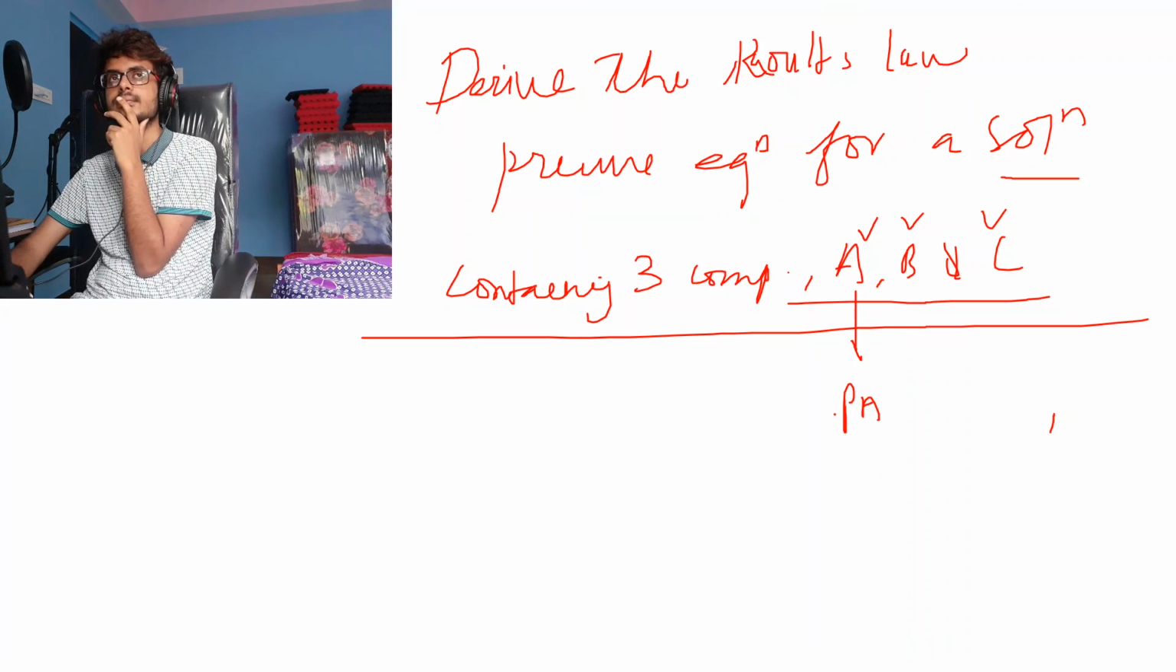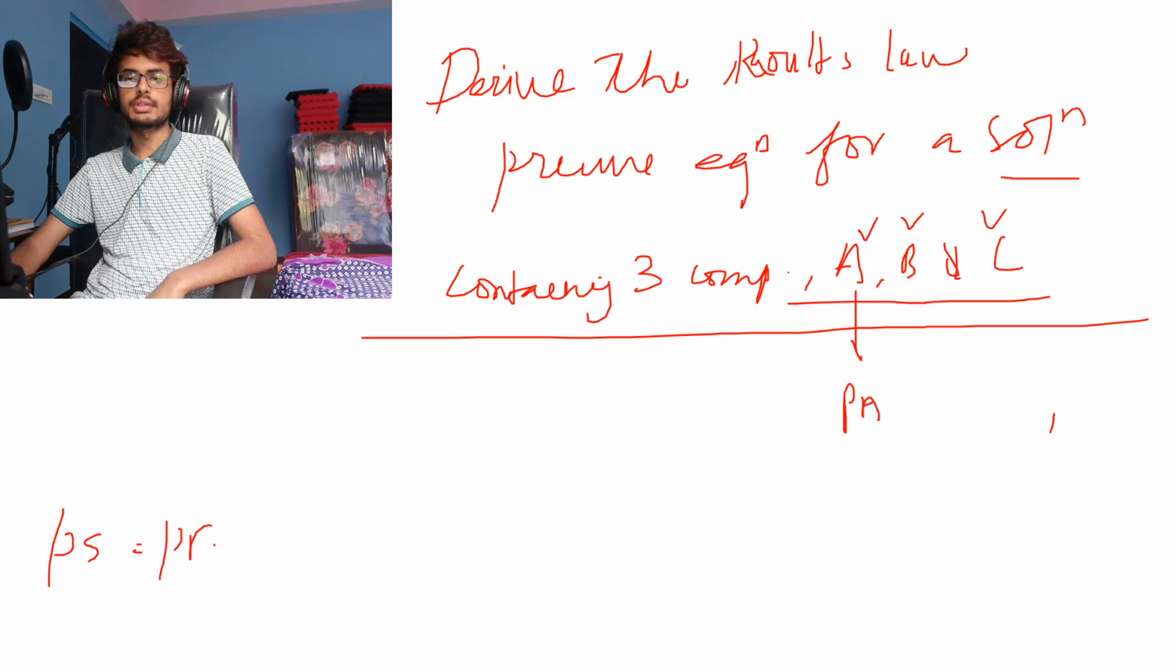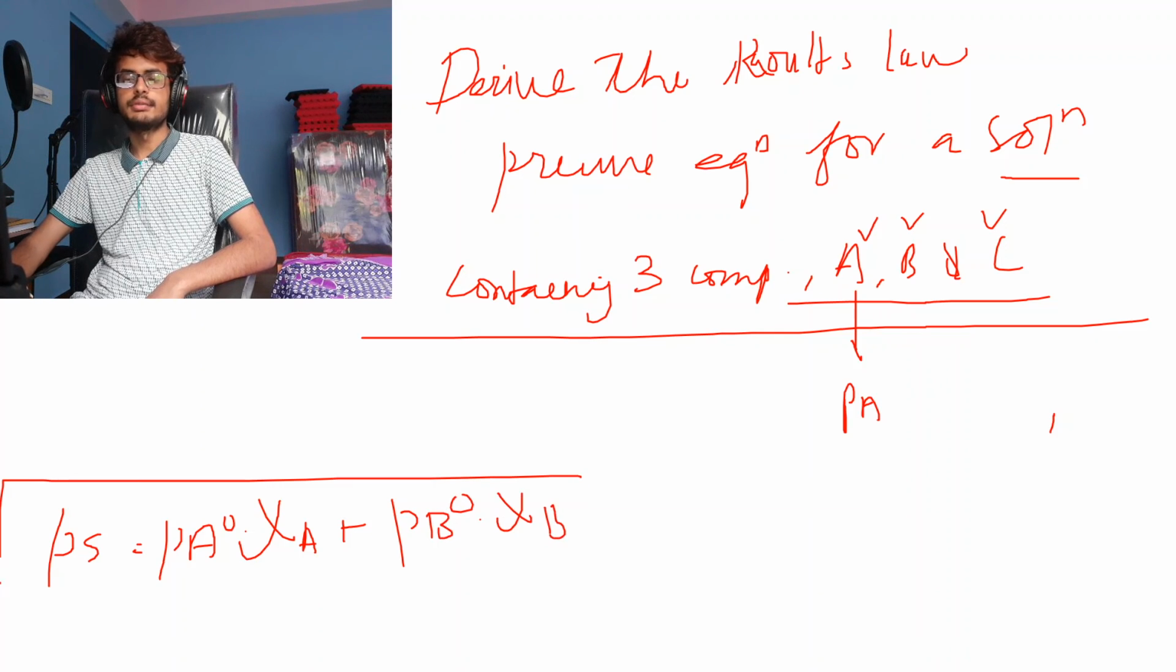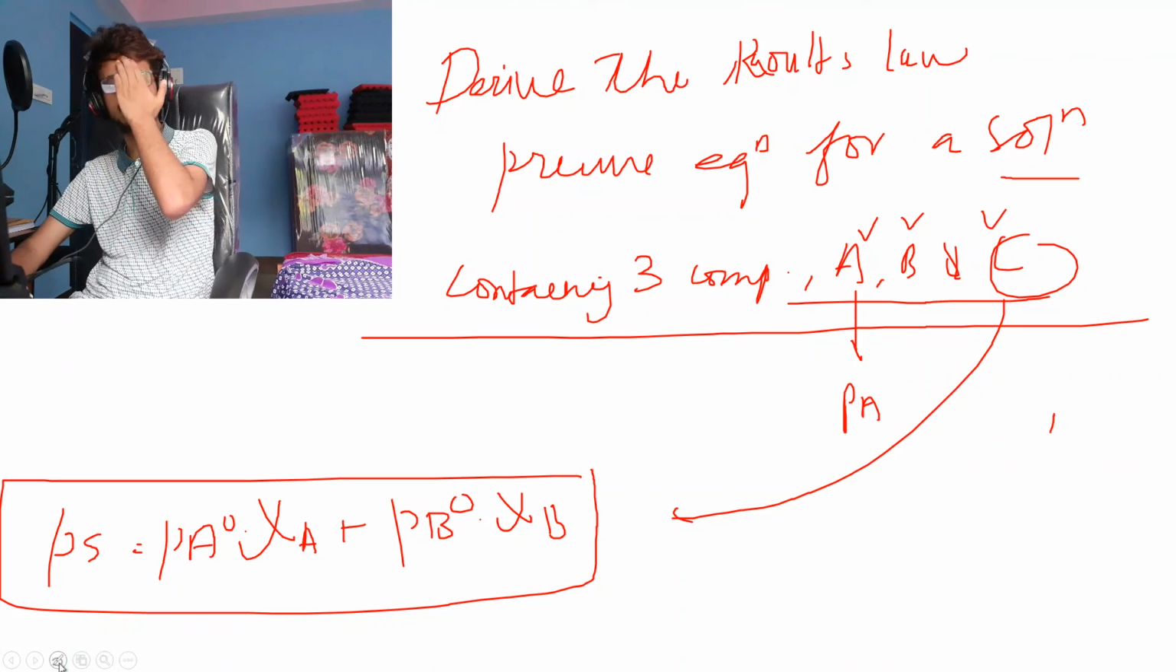What do I do there? So what I just derived, P of solution equal to partial pressure of A naught into mole fraction of A plus partial pressure of B naught into mole fraction of B. So I derived this, right? So I want this same derivation but with C as well. Okay, not that difficult. So if you followed my steps, you can easily come to this conclusion. It's very simple.